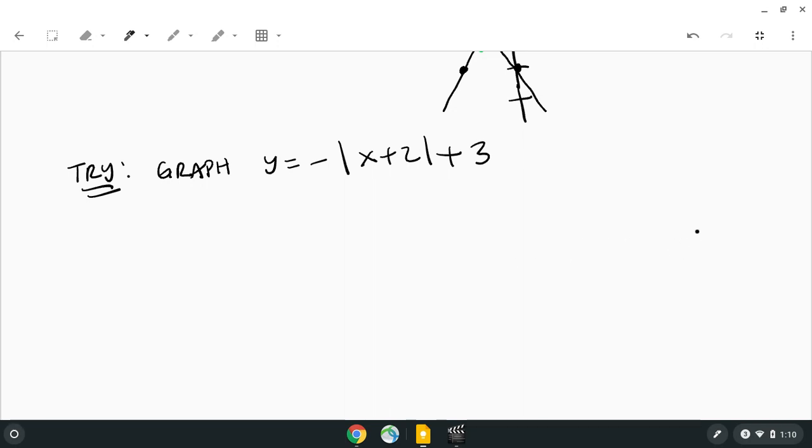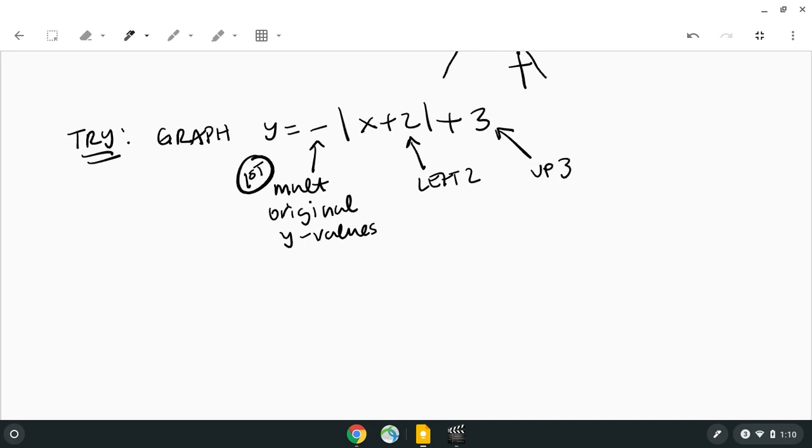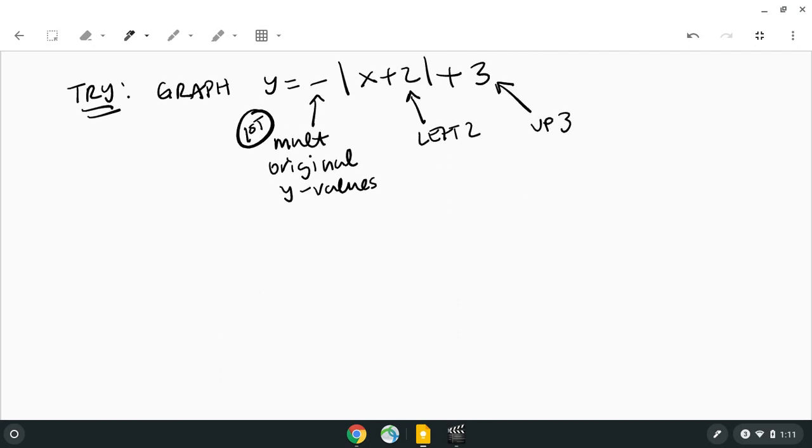All right, so starting with our analysis here, we know that here we're going to multiply the original y values. This is what we're going to do first. And then we can do our 2 shifts. This one is inside, so that's to the left 2. And this is outside the parent function, so this is up 3. And you should have gotten that right because that was in your notes. That's as far as we went with this problem in part 1 video. So now we're going to actually graph it.